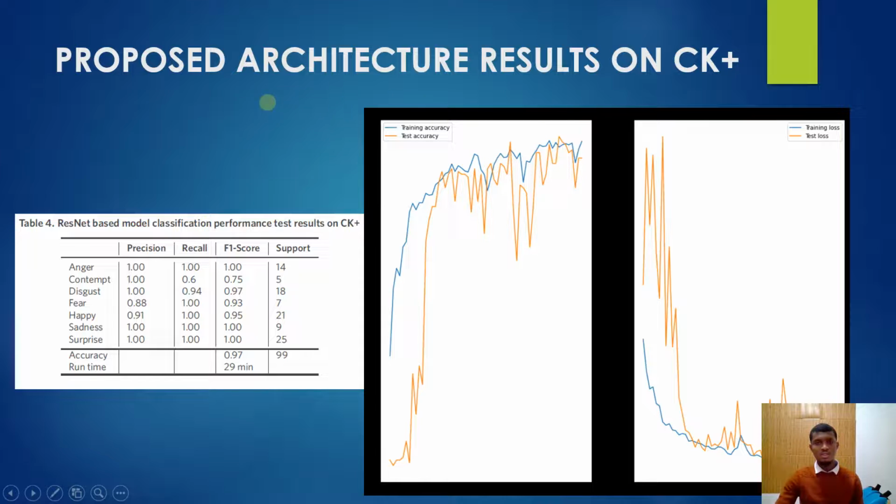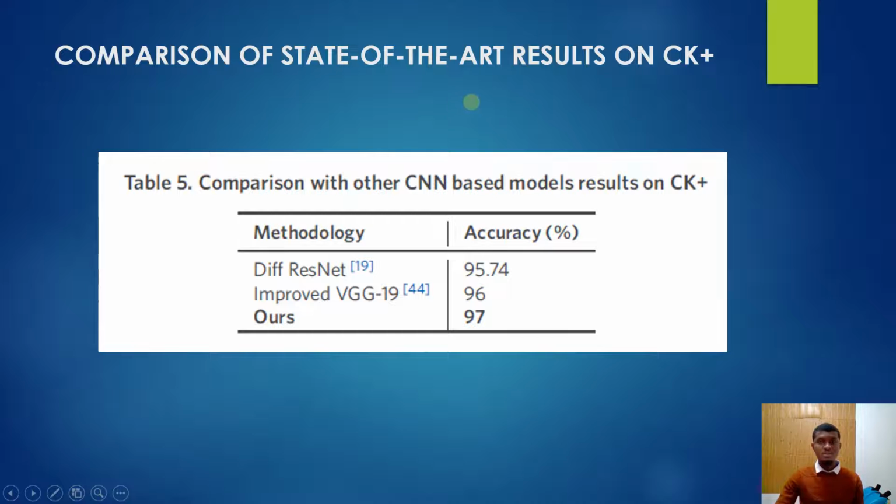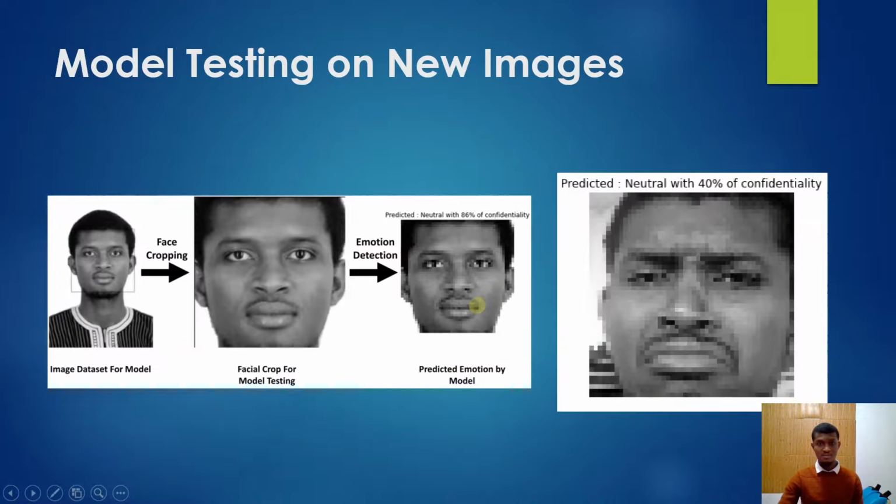To validate the performance of this network, we also tried to train it on the CK Plus dataset, which gave us a very good accuracy of 97%, although this dataset has very few samples, and this monitoring was also quite good. So a comparison with state-of-the-art results was done on CK Plus with other models. We can see that the model using differential ResNet gave 95.74%. Another improved VGG19 gave 96%, but our model gave 97% on the test set of CK+.